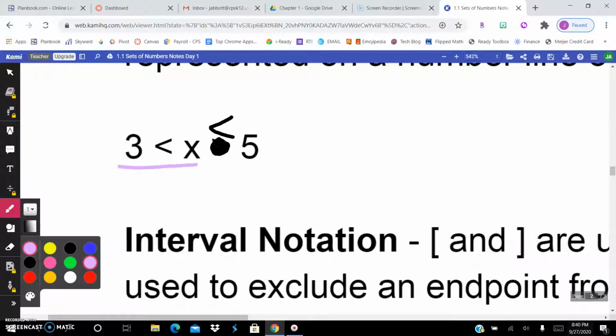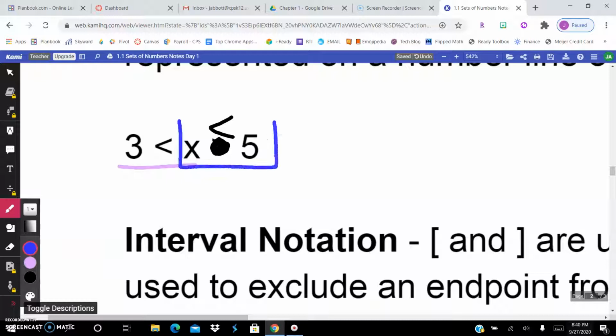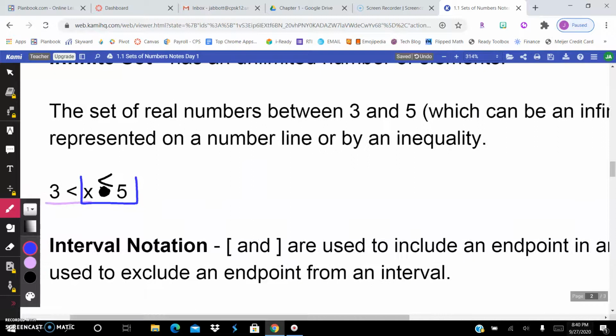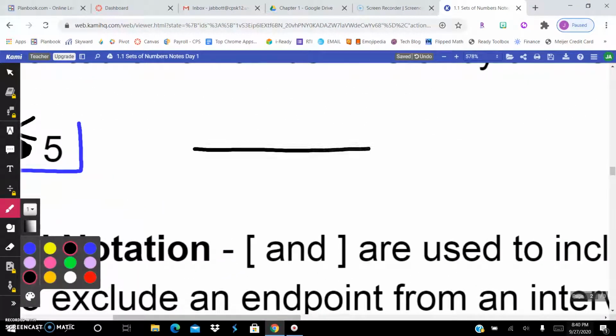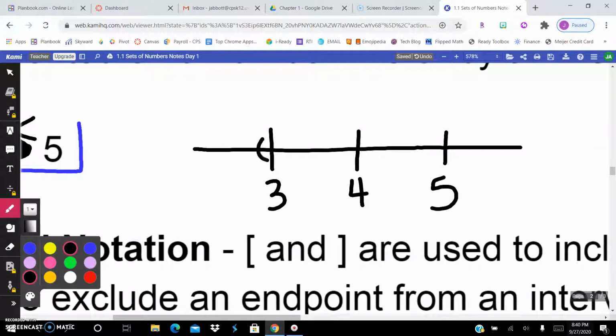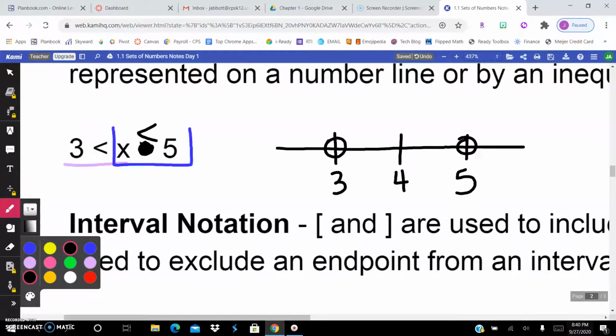Our first inequality is right here, where the inequality sign is open towards the x. So that means x is our bigger number, so x is greater than 3. And then we have our second inequality here, which is x is less than 5. So x is greater than 3, but it's also less than 5. And if we were to put this on a number line, we have 3, 4, and 5. We have circles at 3 and at 5. Our inequality symbols are not underlined, so we're not going to fill in those circles, but we're going to shade in between the 3 and the 5 because we're including everything in between there.